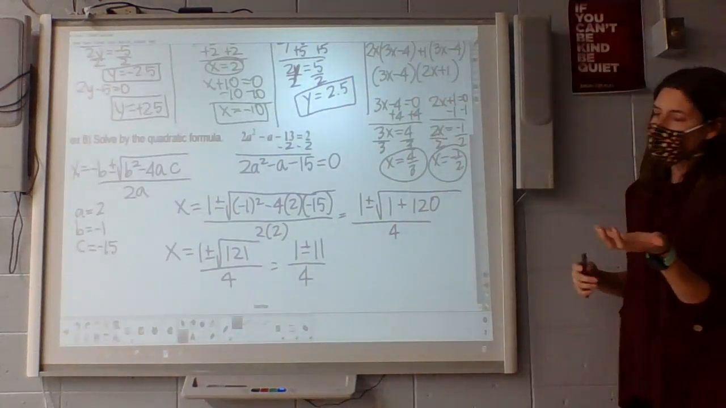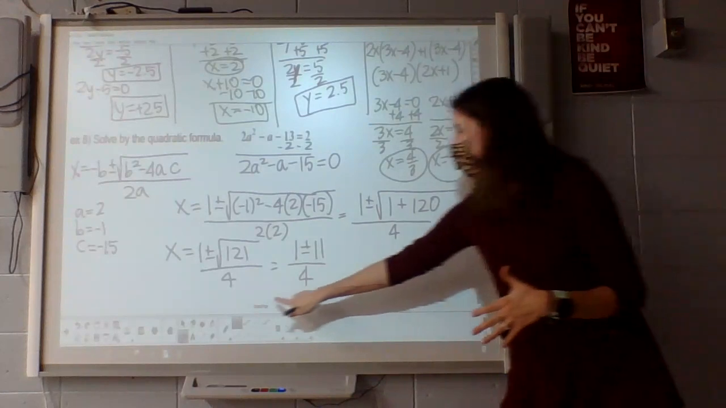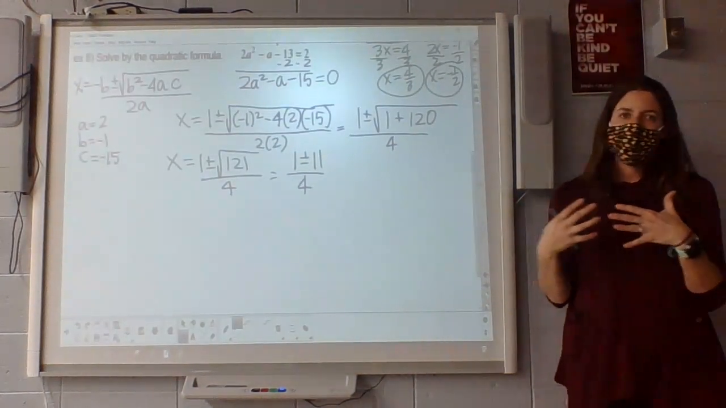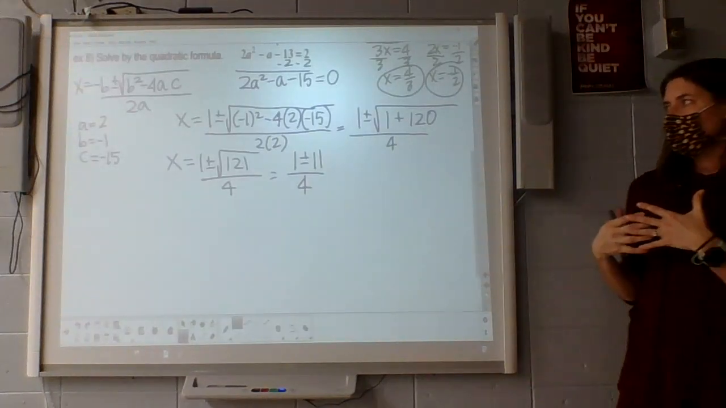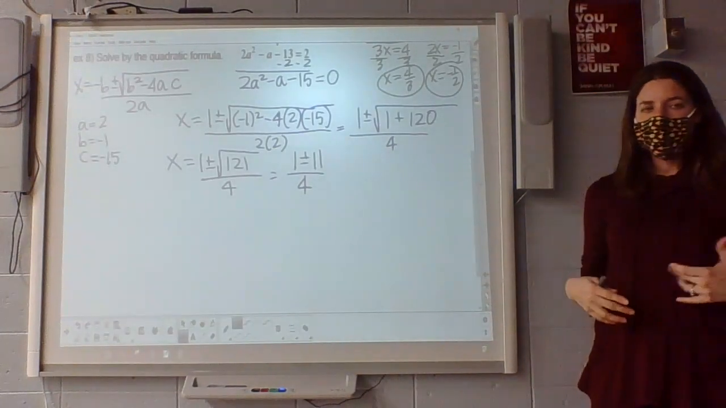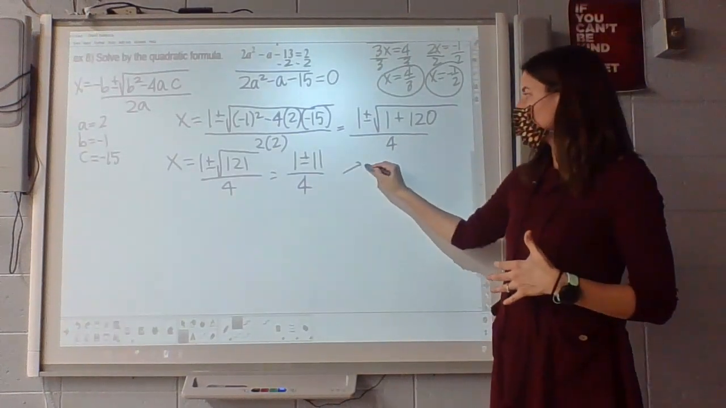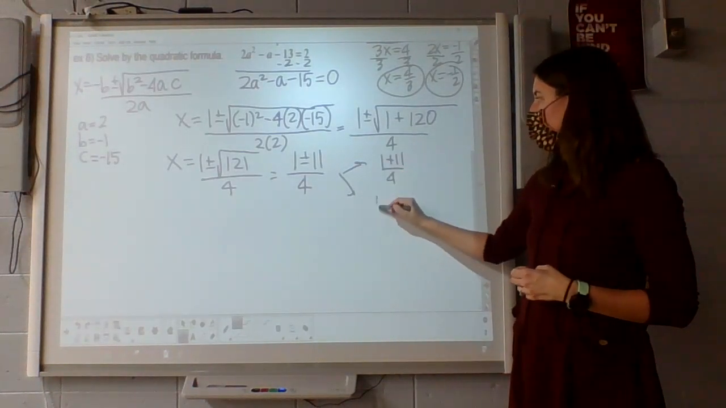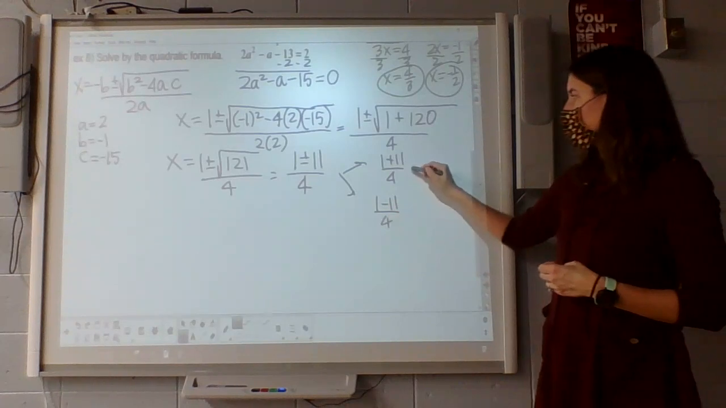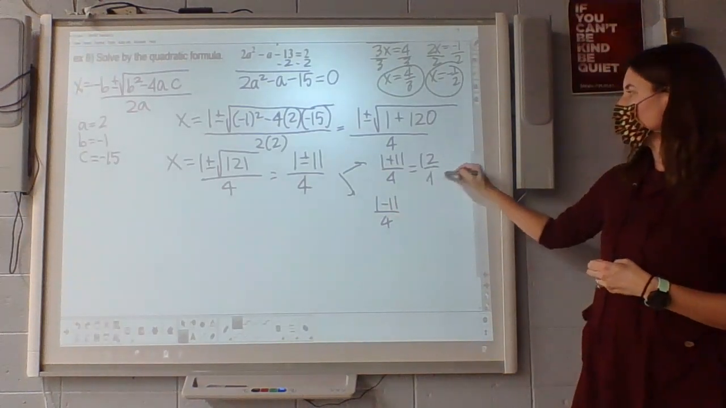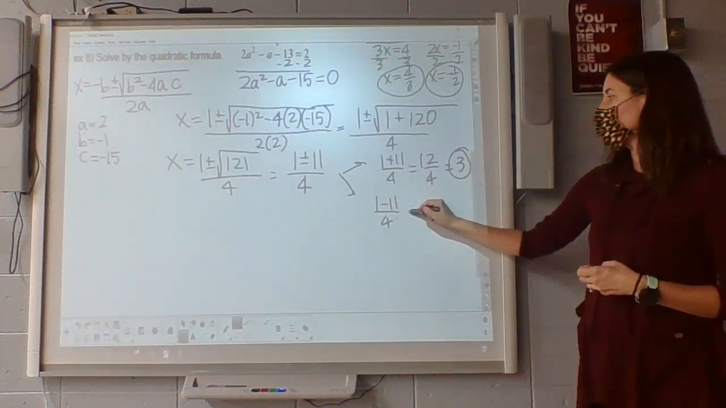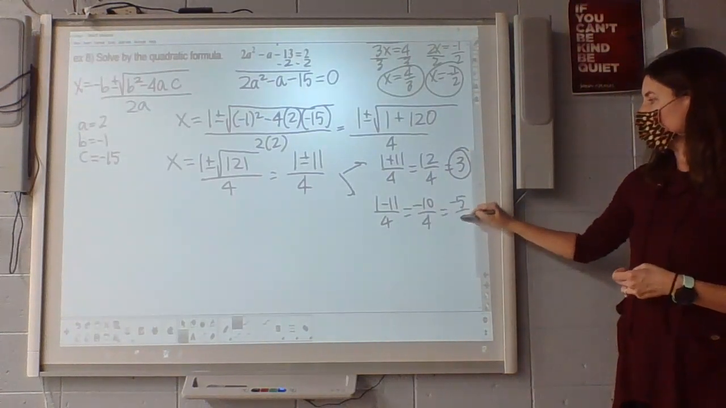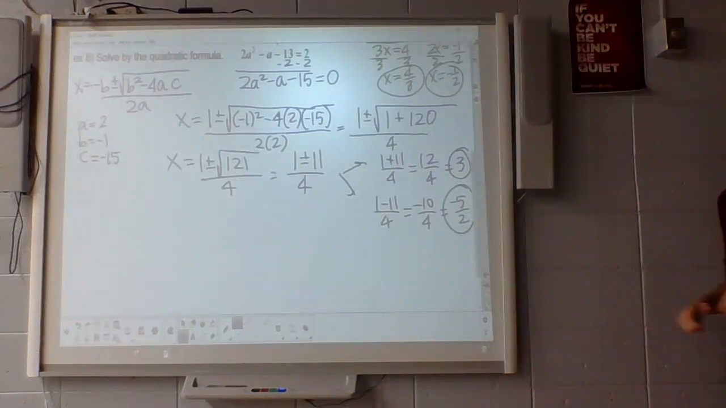So at this point, I have 1 plus or minus 11 all over 4. When I do this, I just have to make sure I'm careful about the fact that it should be 1 plus 11 divided by 4 and then 1 minus 11. So I kind of have to break them up as 2 separate problems here. So there are 2 answers there.